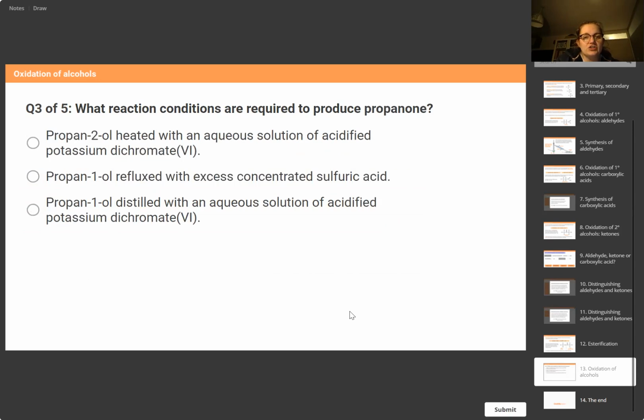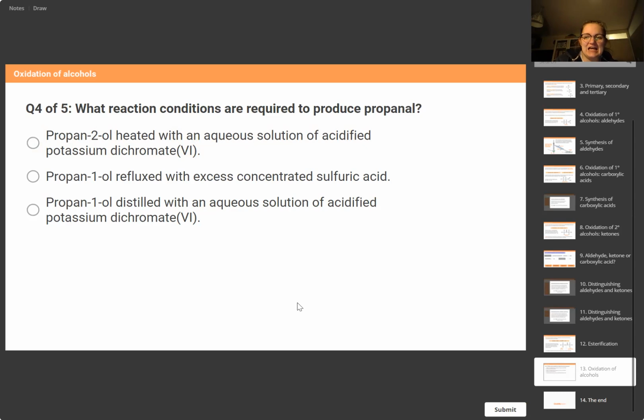What reaction conditions are required to produce propanone, a ketone? Let's have a quick look then. We're not refluxing anything. We're not distilling anything. We're heating, and obviously it needs to be a secondary alcohol as well. Propan-2-ol is a secondary alcohol, so it's that one. What reaction conditions are required to produce propanal?